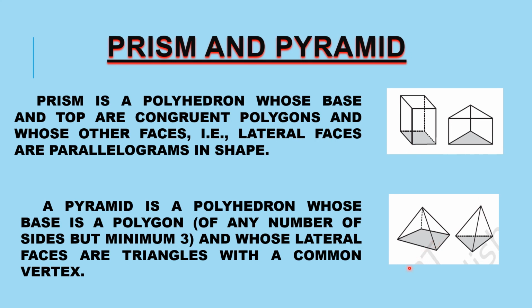Okay, if someone asks what is the difference between a prism and a pyramid, the first difference is that in a prism the top and bottom must be congruent, while this does not happen in a pyramid. And the second difference is that the lateral faces are parallelograms in a prism and triangular in a pyramid. So these are the two main differences between prism and pyramid.